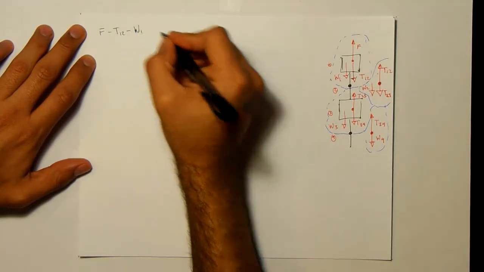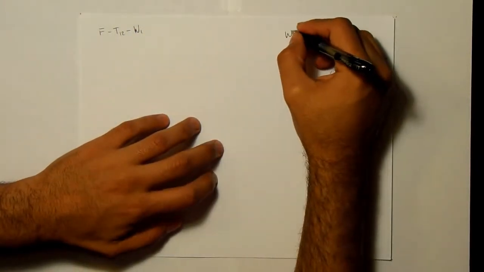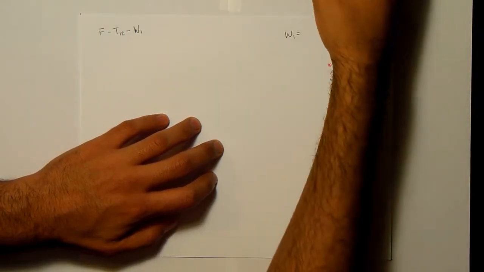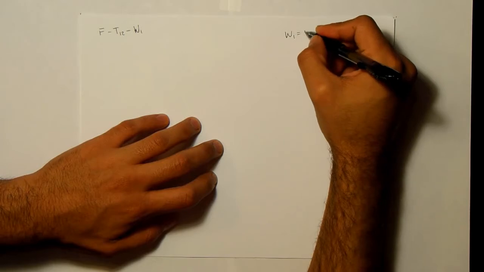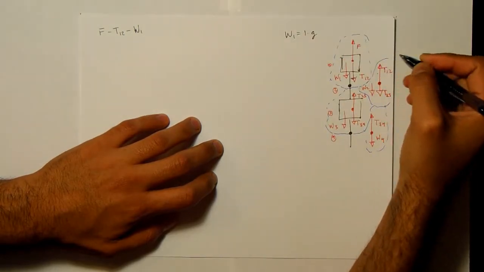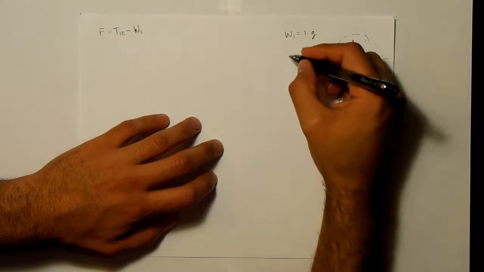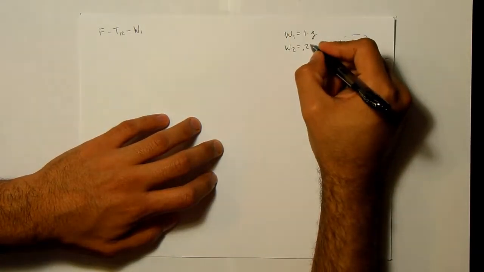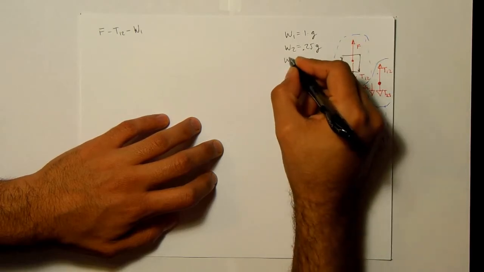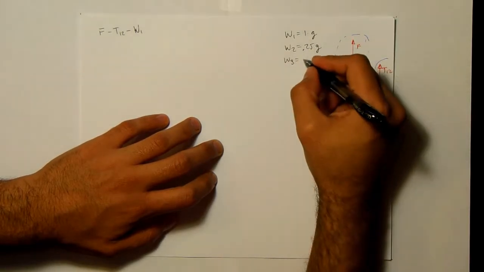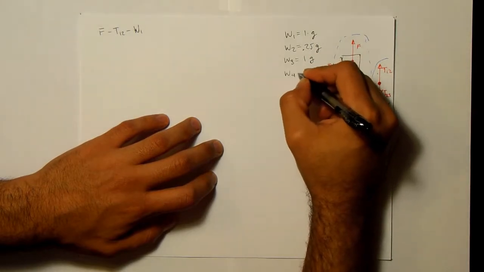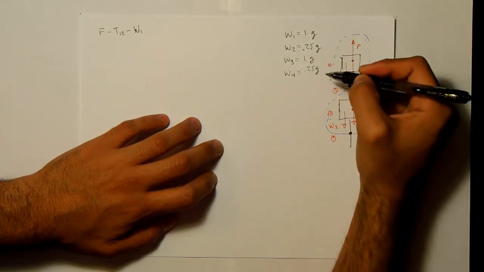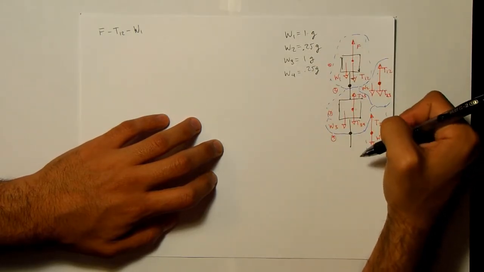I'm going to write weight 1. We know that weight 1 is equal to the mass of object A times G. The mass of object A is 1 kilogram, so it's going to be 1 times G. And we can write the same thing for the other ones. Weight 2 is 250 grams, so it's 0.25 times G. Weight 3 is going to be another 1G. Weight 4 is going to be 0.25G. So here we're just multiplying the mass times gravitational acceleration to get the individual weights. So those we can calculate.